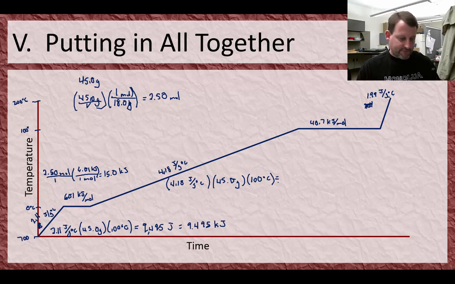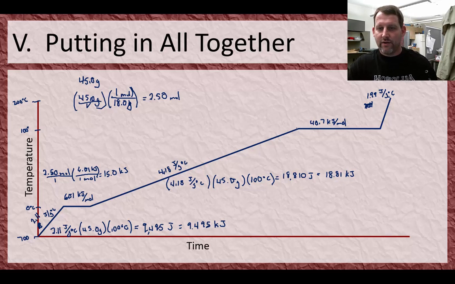And what I get from that is 4.18 times 45 times 100, 18,810 joules. Now again, because these guys are in kilojoules, I'm going to switch them all to kilojoules. So that is equal to 18.81 kilojoules for heating the water from 0 degrees Celsius up to 100 degrees Celsius.